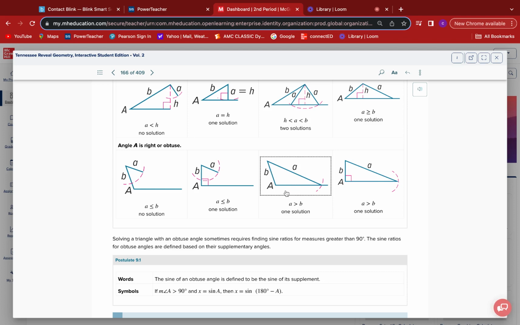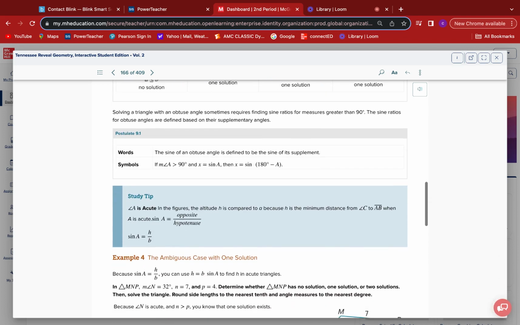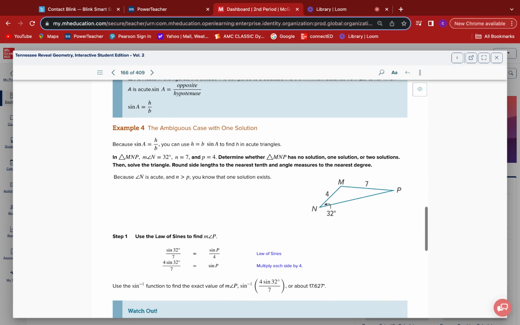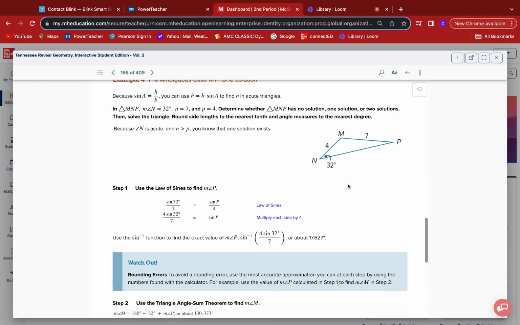Otherwise, it's not going to even be a triangle. So with that being said, let's just get into example number 4. All right. So it is not a right triangle. I am looking at the law of sines because I have a matching set. I have angle N and I have a little n. There's my matching set.